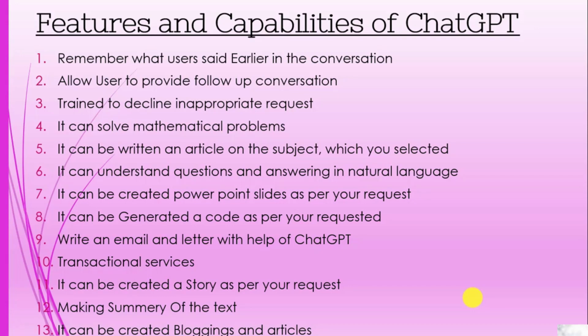The ninth one is to write an email and letter with the help of ChatGPT. It means that if you want to write a professional email or professional letter, you can ask ChatGPT. It will write a letter or email within a minute. For example, if you want to write a letter to the bank manager, you can ask ChatGPT and it will reply and create a professional email as well as the letter.